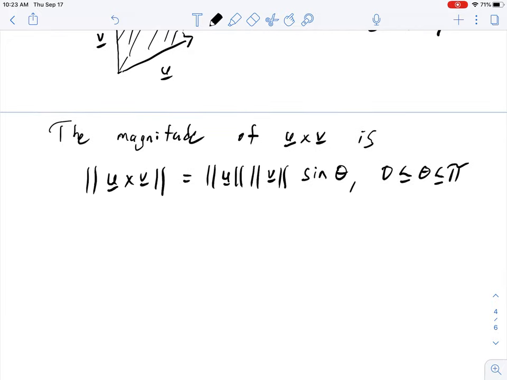Given three vectors in our three-dimensional vector space that has a cross product, the volume of the parallelepiped spanned by them is given by the magnitude of the vector triple product.